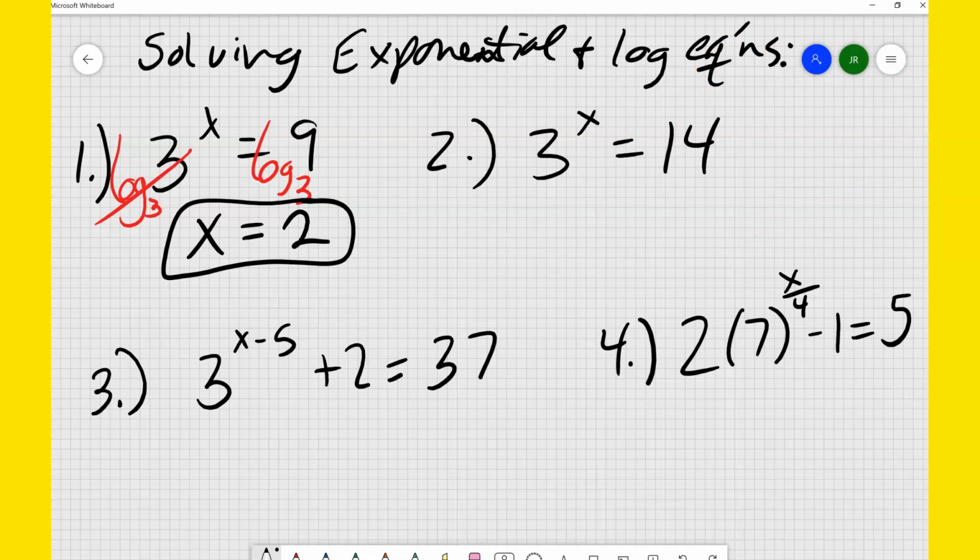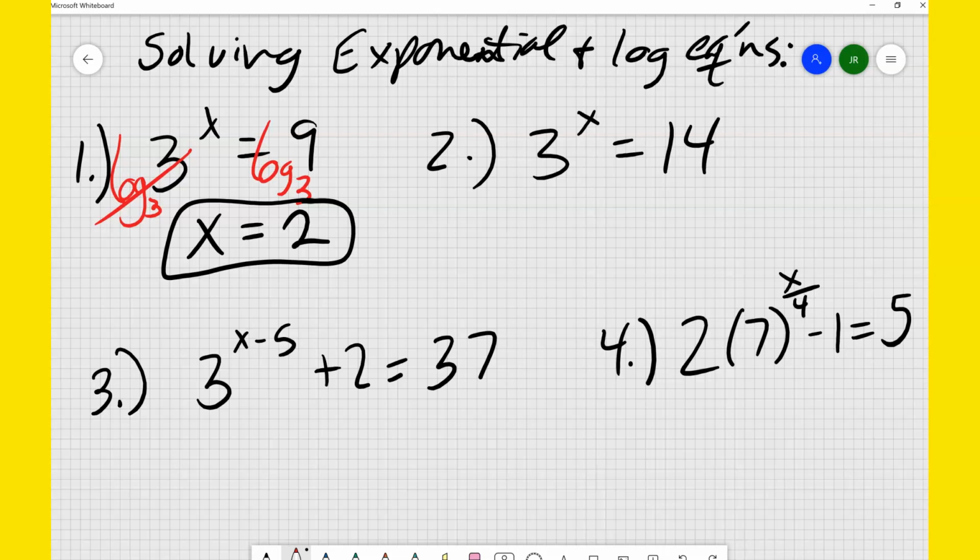Moving on to number 2. This one you can't do in your head because we don't know what exponent I could put on 3 to give me 14. It's not just some good old integer whole number answer. So this is where I have to do the extra algebra skill that we just learned.